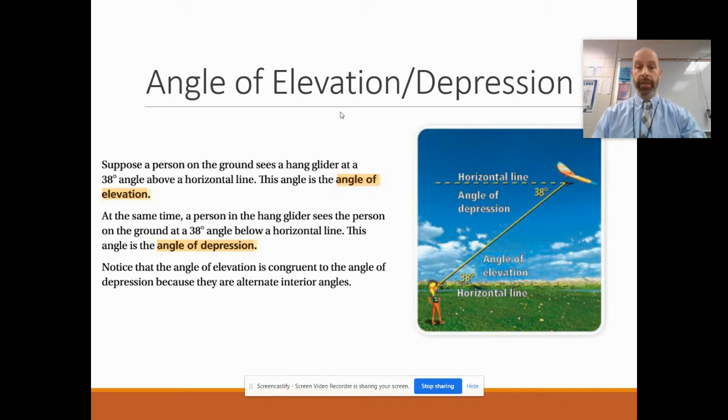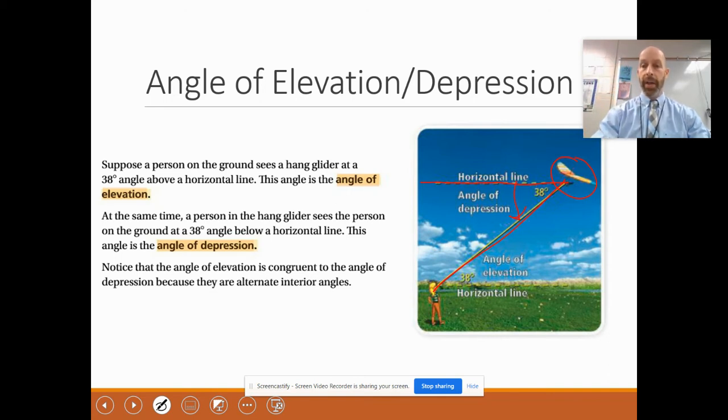So let's just cut to the chase here. I've got all the text already written here on this slide. This is right out of your book. But you can see that there's this guy up here flying in a hang glider. And if we draw a horizontal line that's parallel to the ground, and then make this line that goes down to the person on the ground, this angle right here is called the angle of depression. It's the angle that goes down.